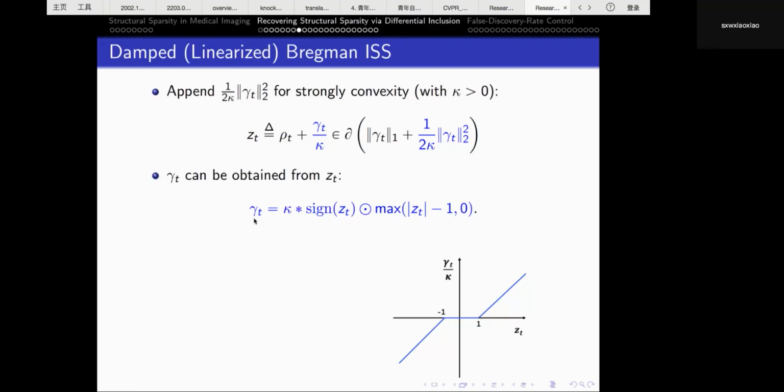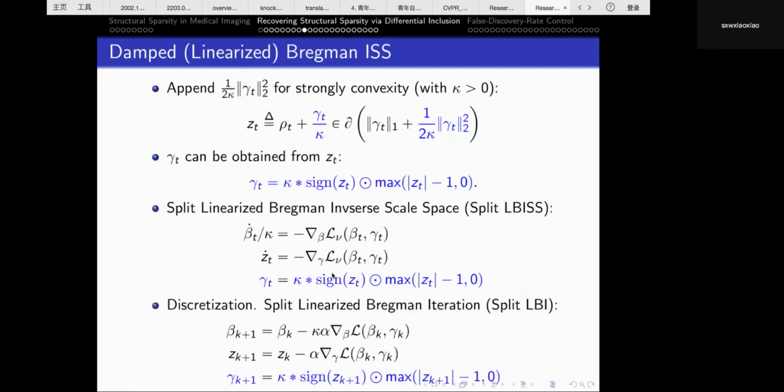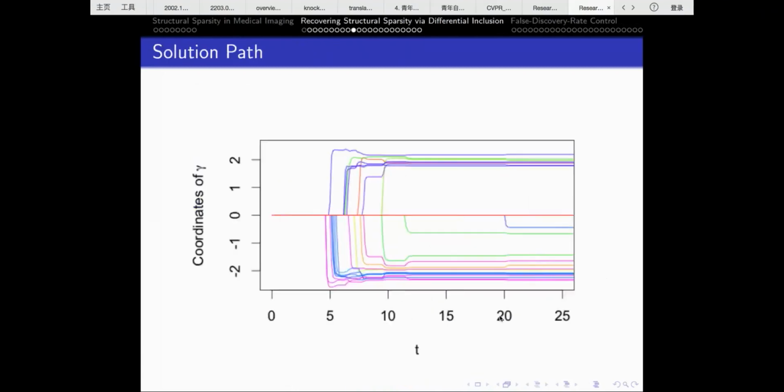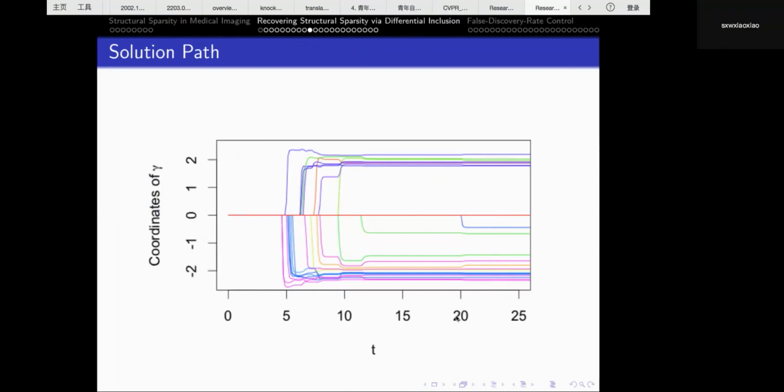Because gamma can be inversely solved from z t, we have an easier way of discretizing this differential inclusion, and we call it split LBI, the abbreviation of the split linearized Bregman iteration. And this is our solution path. As shown, the split LBI path is nearly piecewise constant. And as it iterates, more variables will be selected to be non-zeros.